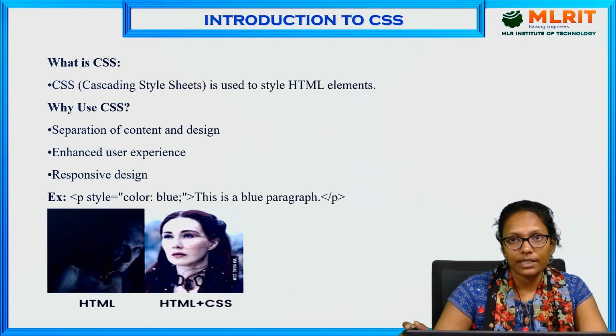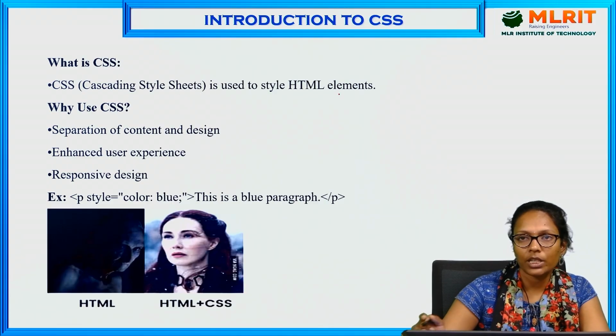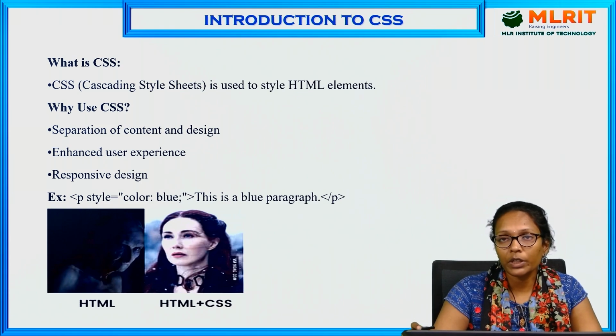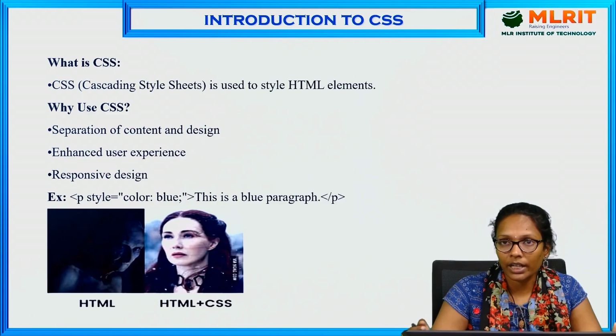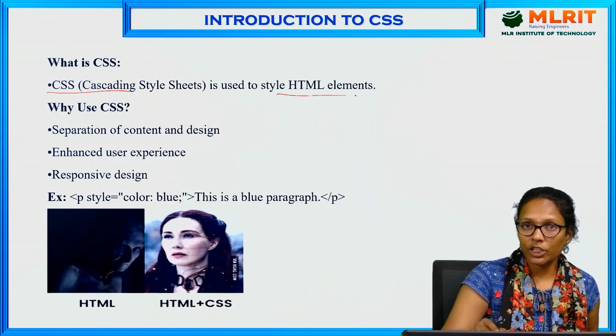So what is CSS? CSS is nothing but cascading style sheets. It is used to style the HTML elements. As we discussed in the previous videos, HTML is used only to create the basic structure for your web page. If you want to add functionality, we use JavaScript. If you want to add styling for your web page, then we use CSS. So CSS is used to style your HTML elements.